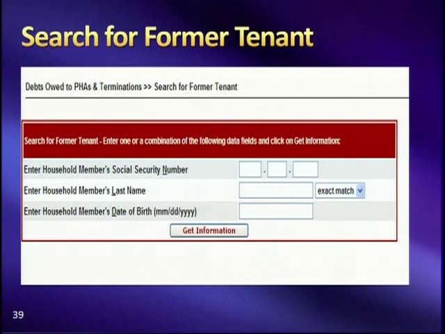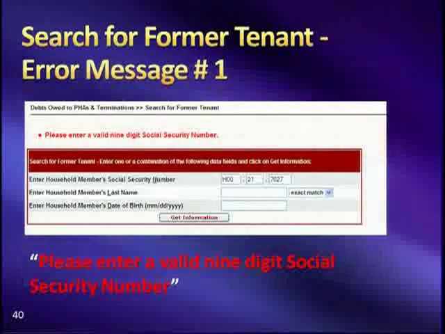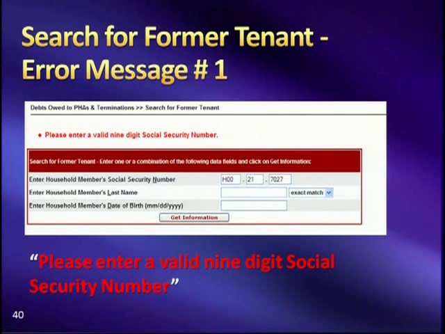Notice here, it does not discriminate any longer. Before, you could only enter just the head of household Social Security number. Now you can enter any household member Social Security number. You also have the ability to enter the last name by exact match or begins with. If you use the begins with feature, which is clicking on that little blue toggle, you must enter at least the first 3 characters of the last name, and then click on Get Information.